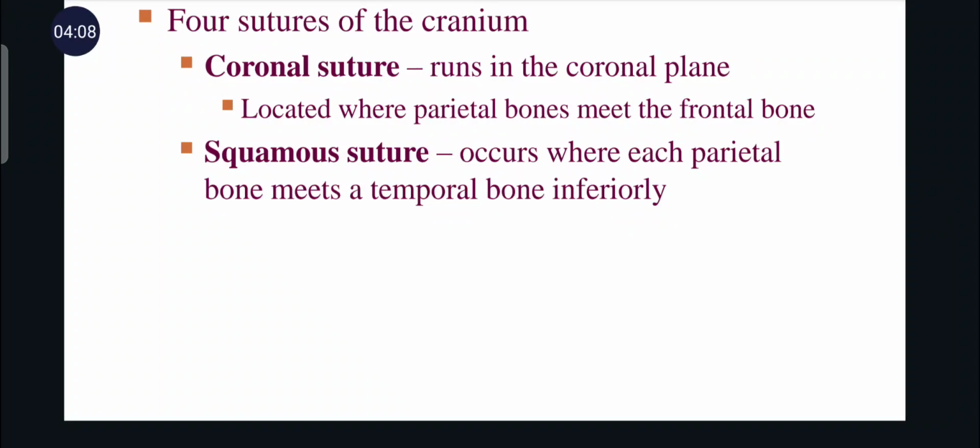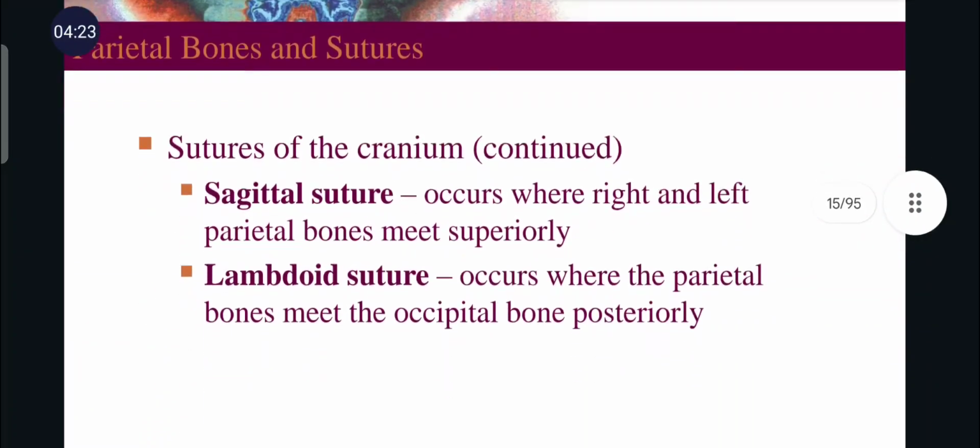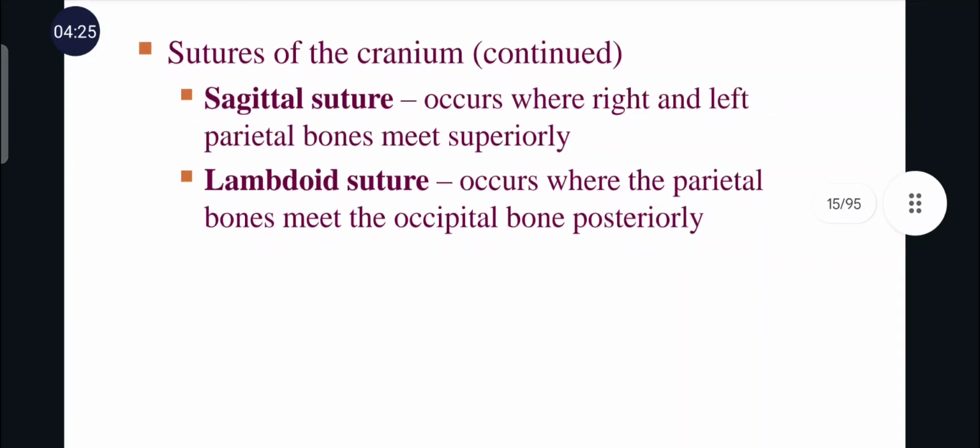The second suture is the squamous suture. This occurs where each parietal bone meets a temporal bone inferiorly. That is, this suture is a joint between the parietal bones and the temporal bones. The sagittal suture occurs where the right and left parietal bones meet superiorly. That is, this suture is a joint between the parietal bones.